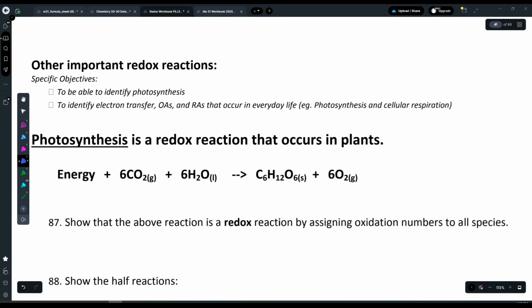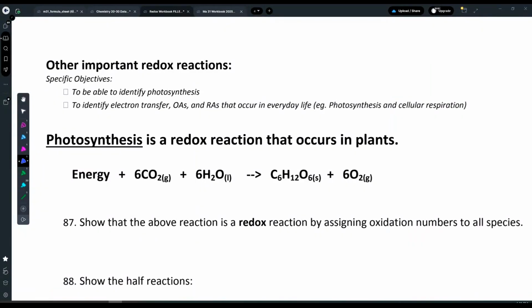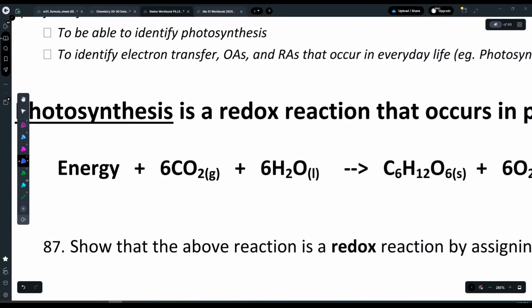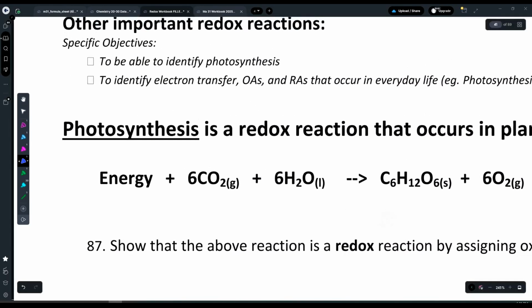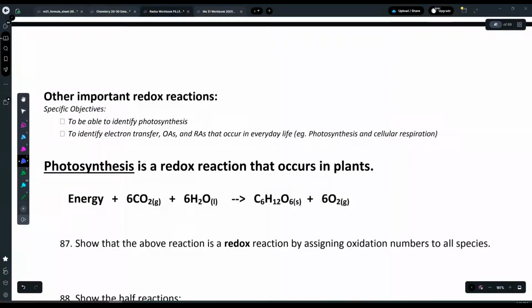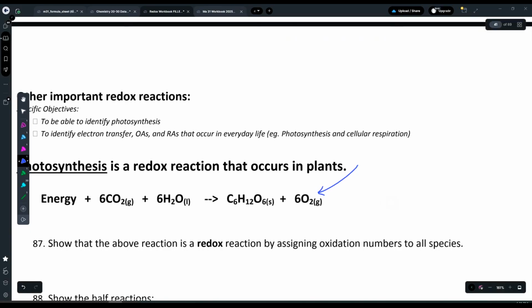Okay, so for this question here, you're going to want to start it off by assigning your oxidation numbers to all species. So you're going through each element and figuring out, okay, what oxidation number or oxidation state each has. Okay, so if you want a review of oxidation states or oxidation numbers, I do cover that in a previous video there. Okay, just as a reminder, elements have an oxidation number or an oxidation state of 0.